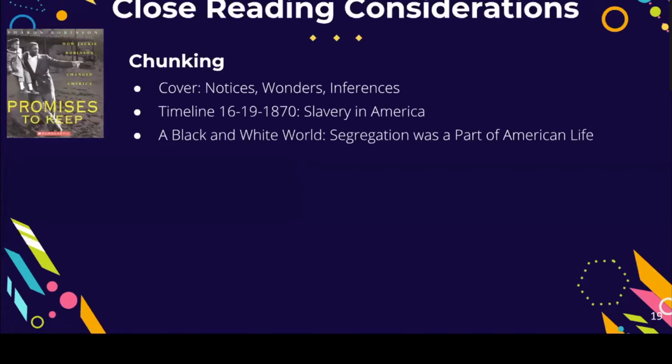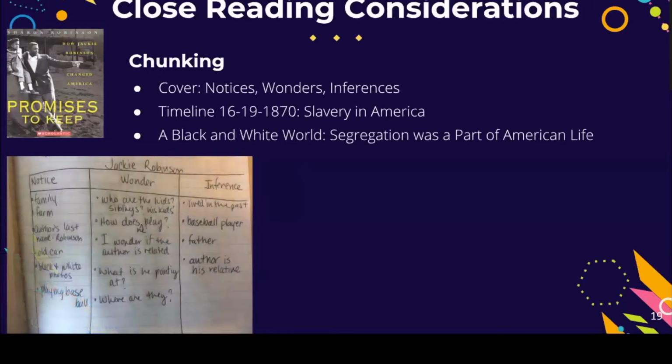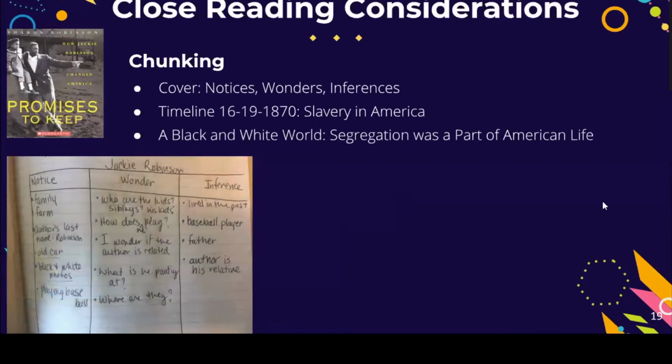And the students did this in their notebooks, but I also created an anchor chart of their ideas. And I started with my notebook, so I'll show you what it looked like. They noticed in the pictures that because there's a back cover too, it was a family and it looked like he was on a farm. And someone noticed that the author's last name was Robinson. There was an old car, black and white photos, and in the inside cover, under the dust cover, there are pictures of him playing baseball.